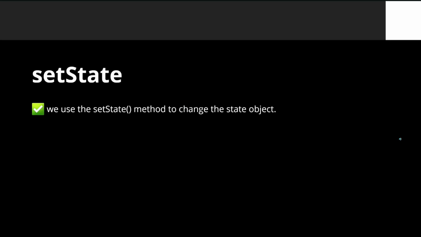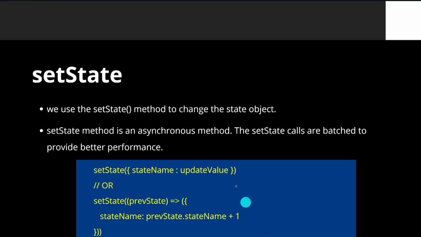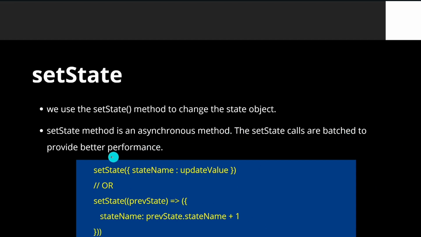So we use the setState method to change the state object, and the setState method is an asynchronous method. The setState calls are batched to provide better performance in React. So this is the syntax of the setState method, where there are two ways to call it. One is we can directly pass the object over here, where the key will be the state name that we want to update, and the value is the updated value.